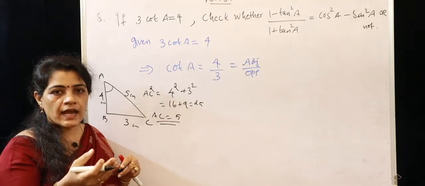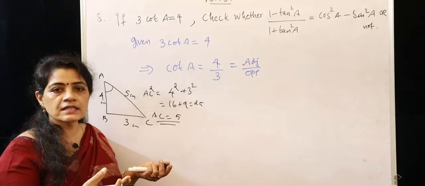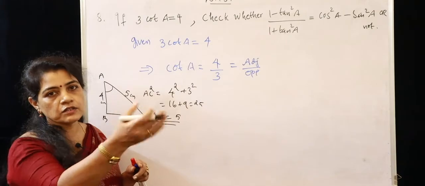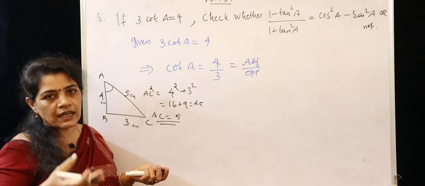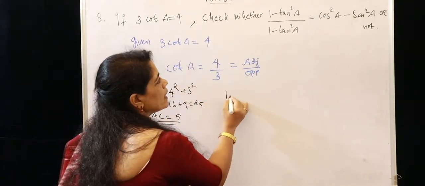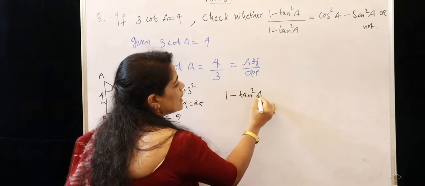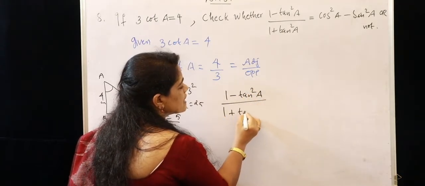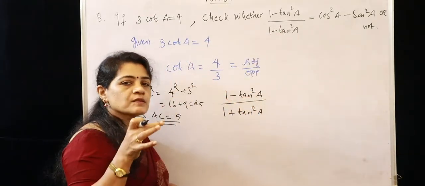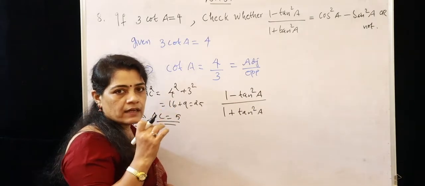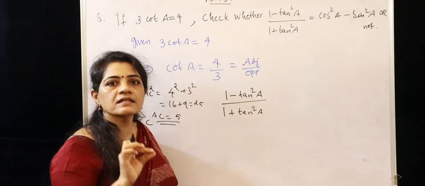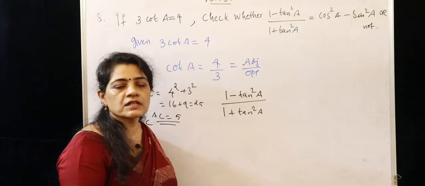Now we can solve the LHS separately and the RHS, and if both are equal, you can say that (1 minus tan square A) divided by (1 plus tan square A) is equal to cos square A minus sin square A. Otherwise, they are not equal. So we are taking the LHS part and solving the LHS first: (1 minus tan square A) divided by (1 plus tan square A). This is the LHS of this equation, and we will get one answer. In the second case we will solve the RHS. That means solve the LHS and RHS separately and see that both expressions are the same.